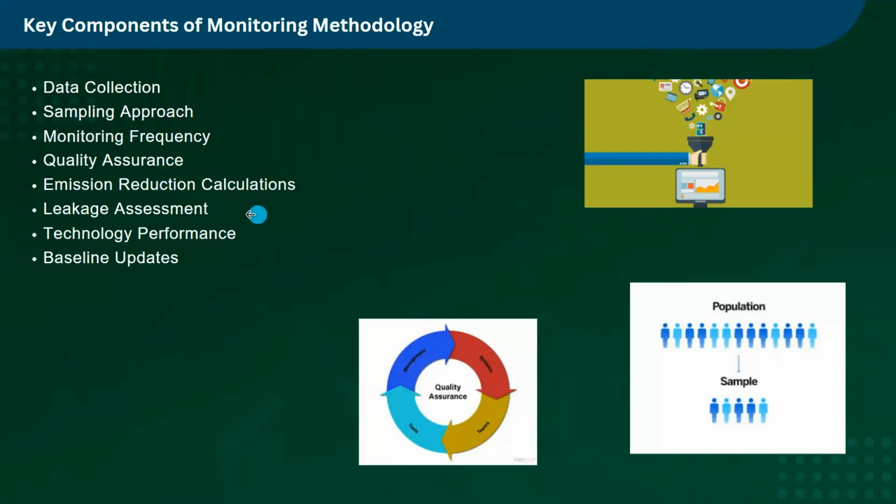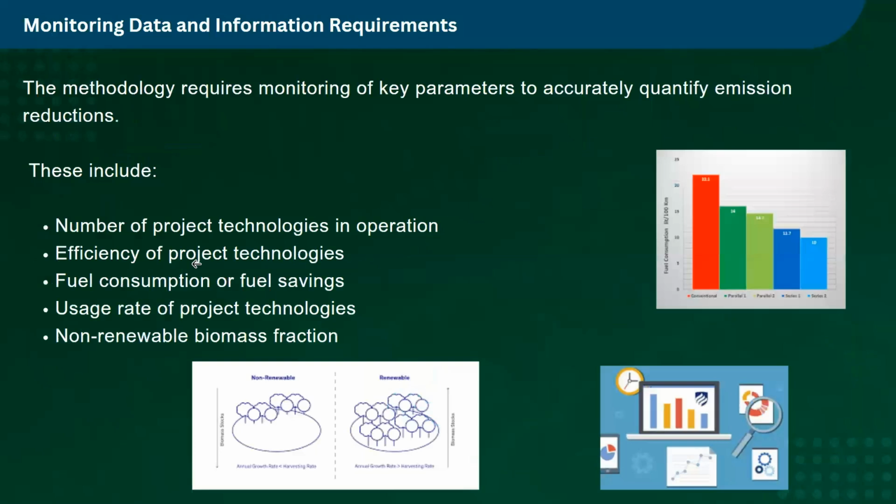Then we have certain formulas. We need to do the emission reduction calculation, and also the leakage assessment. The current project which I'm going to show has almost zero leakage, but leakage is one of the things we have to take into account. And the performance of the cooking stove devices and equipment may result in some emission, so we need to account for that. That's how the key components look.